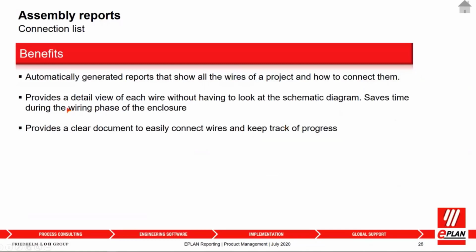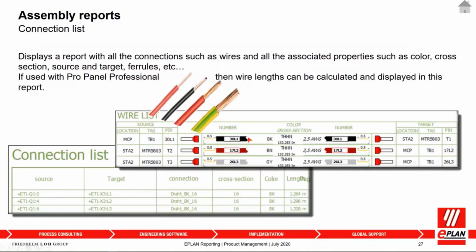Connection list is your wire list. So it will list every connection in your project, and it'll show you the color of the connection, the type of connection, the gauge, the label to be put on it, the source, and the target. And that will all be listed in a graphical report, easily viewable and easily understandable. So it helps, in conjunction with ProPanel, to maybe wire off of a wire list instead of wiring off the schematics.